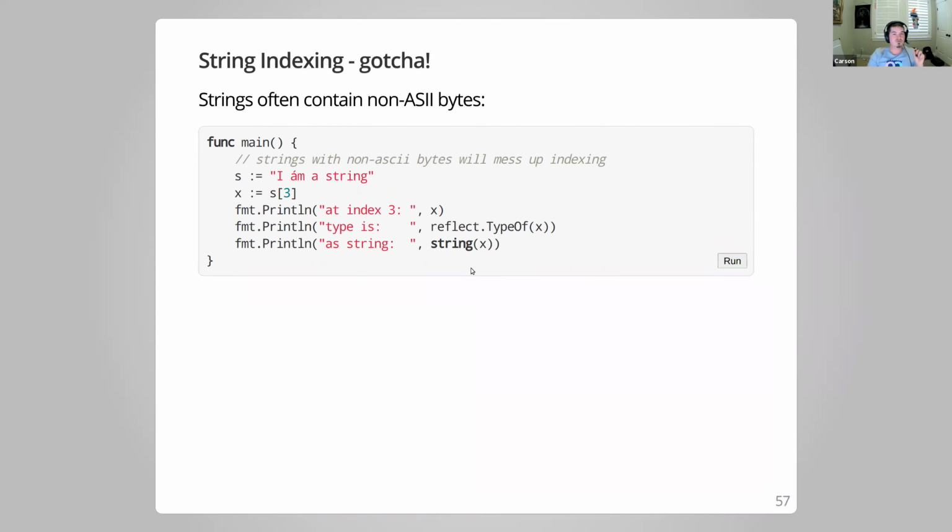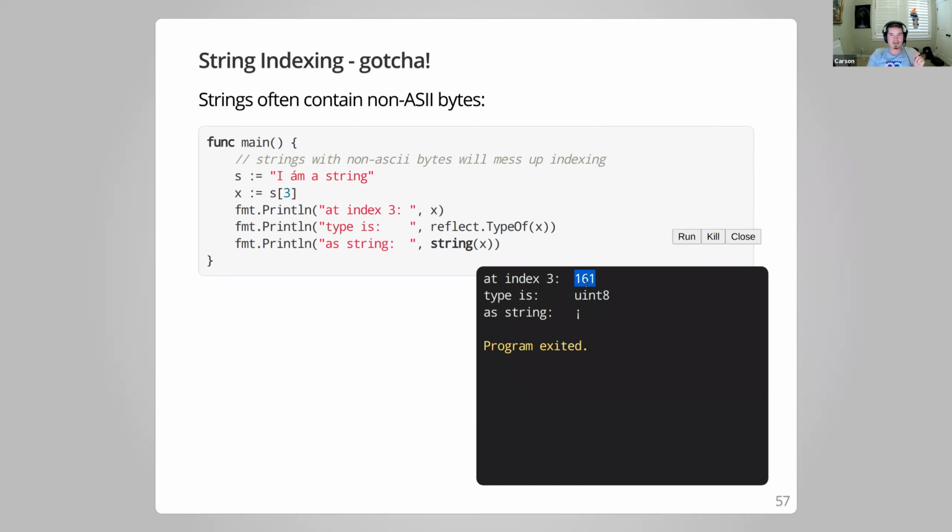It can also lead to really nuanced bugs. String indexing works okay, and converting it to a string works okay, until you have some extra character that's non-ASCII. So this is the same code, I just changed this A. Let's run it and see that, okay, now at index 3, it's 161, still uint8, but it's an upside down exclamation mark, which isn't even in my string. So you can get really confused and go, how did that happen? That's not even close to what I wanted.